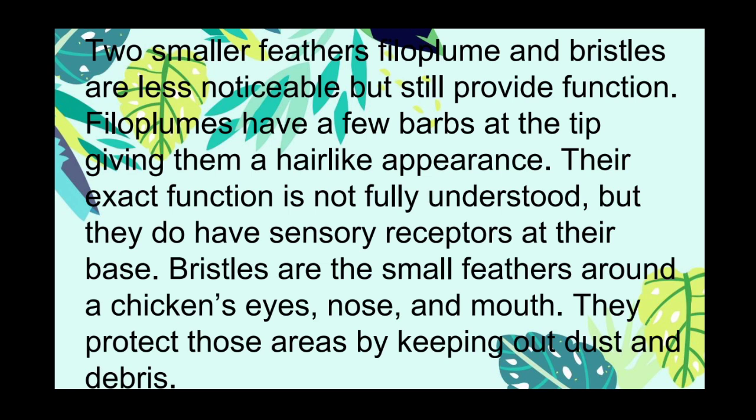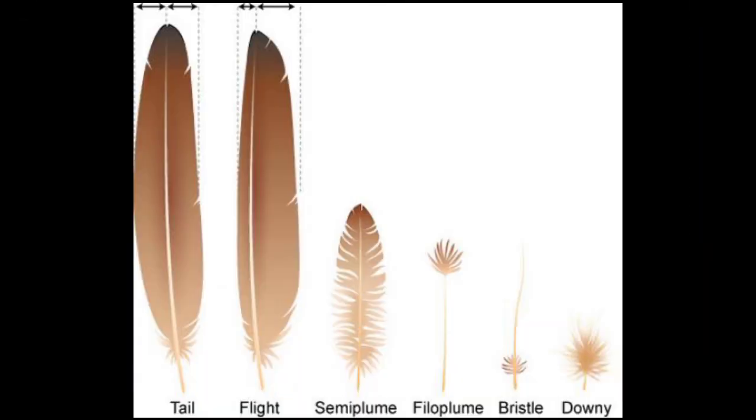Bristles are the small feathers around a chicken's eyes, nose, and mouth. They protect those areas by keeping out dust and debris. And these are the types of feathers that you can usually see on the chicken.